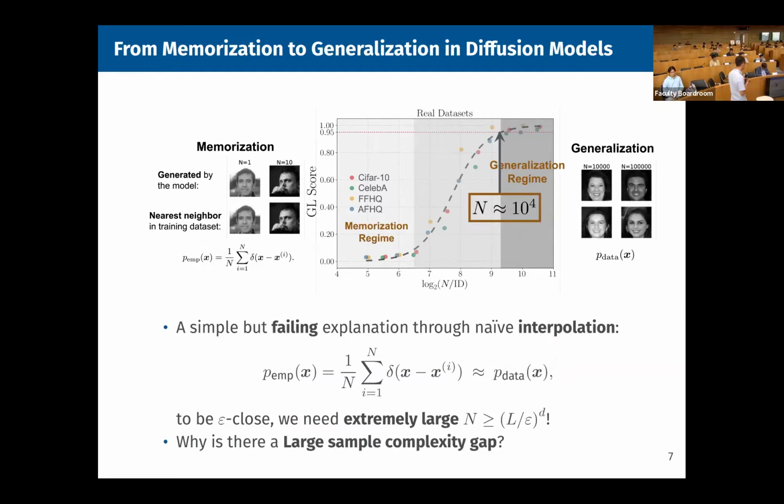So then the question is, why is there such a large gap between the theory and the practice, right? Why can we achieve generalization with a finite number of training samples, way smaller than the worst case theory predicts? So this is the first question I want to address in my talk.